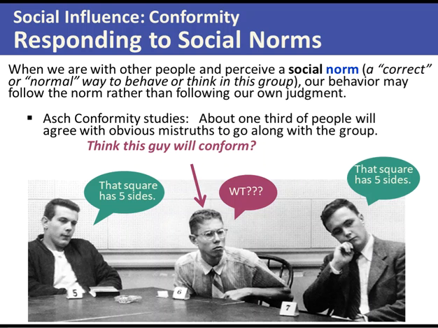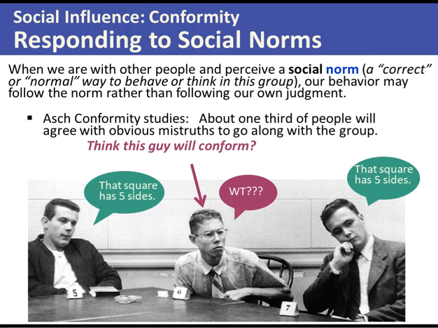In the Asch conformity studies, about one-third of the people will agree with obvious mistruths to go along with the group. So here, in this annotated slide, we have this. That square has 5 sides. And then the other individual says, that square has 5 sides. And what they're doing here, they want to see if the guy in the middle will conform. Will he also in turn say the square has 5 sides, even though they know that information is incorrect?